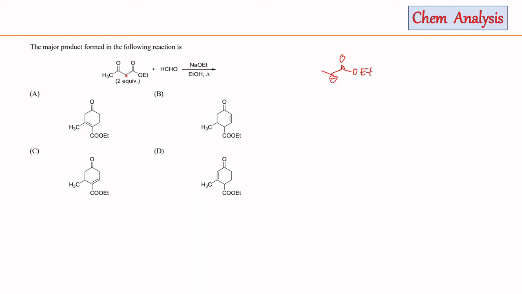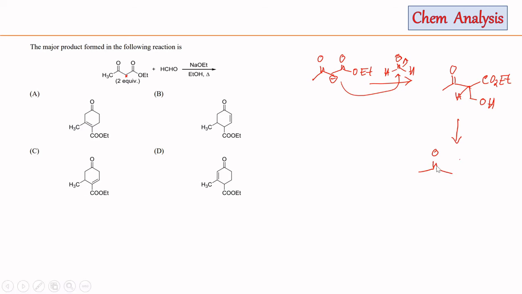That anion will be stabilized through conjugation with this ester and carbonyl group. This will attack on the formaldehyde, here will be, this is the formaldehyde part, CH2OH. In the next step, the base will abstract this acidic proton and will form the corresponding anion. That anion will be stabilized by the conjugation with this carbonyl group. That means there will be formation of enolate. This enolate will form a double bond here and it will eliminate this OH group.